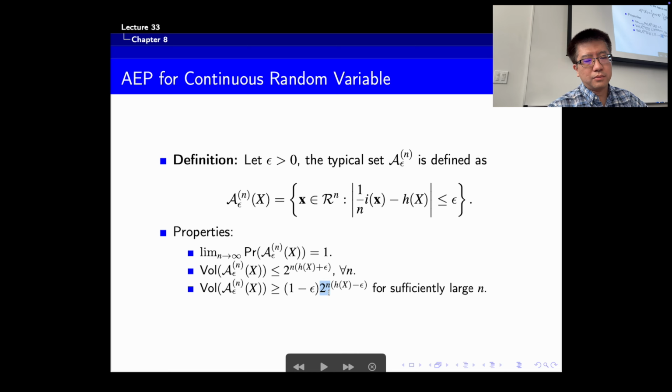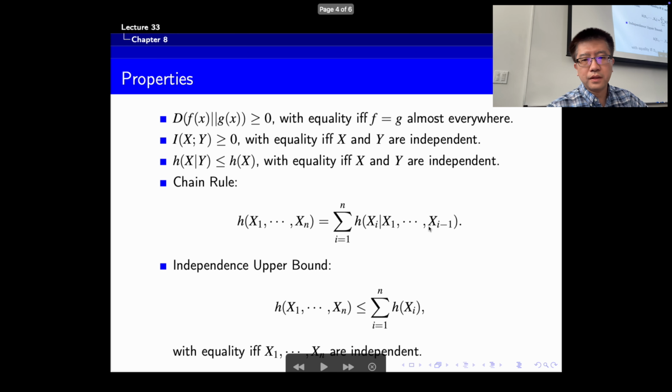Both of them are more or less 2 to the power n times the differential entropy. The lower bound holds for large n and the upper bound holds for all n. The reason is that the probability is less than 1, so we have a 1 there, but the probability is bigger than 1 minus epsilon, which is why we have this 1 minus epsilon, same as before. Then we covered some properties that are exactly the same as before, so we don't need to spend too much time on them.